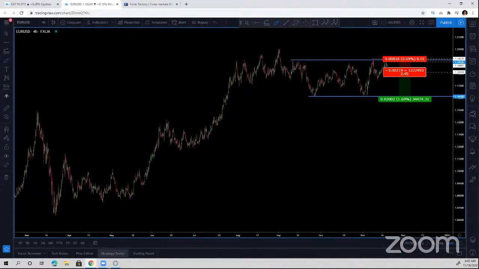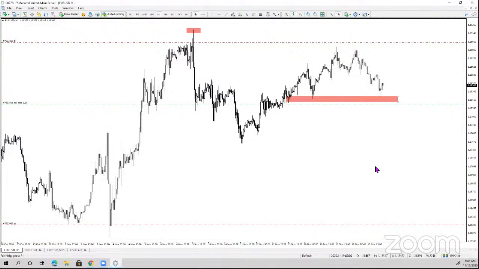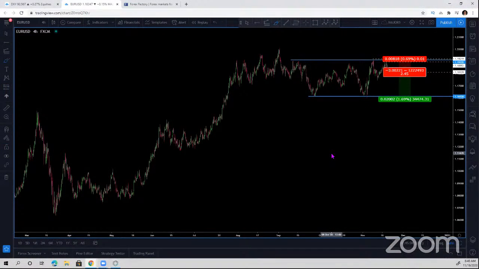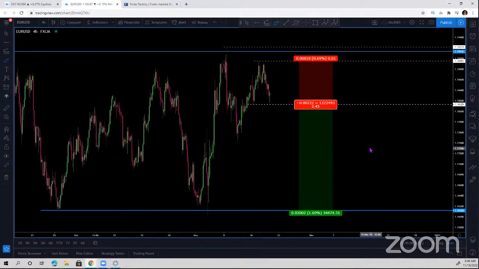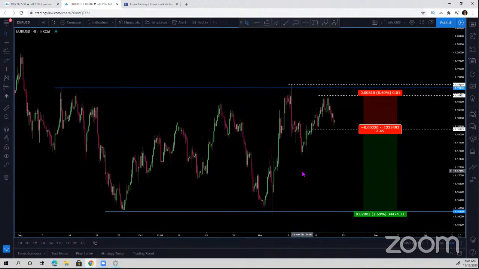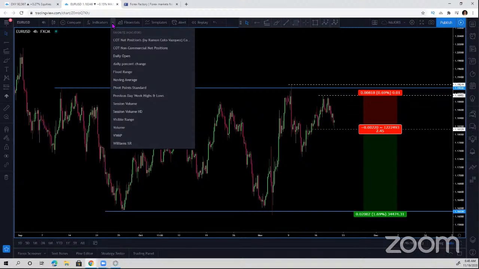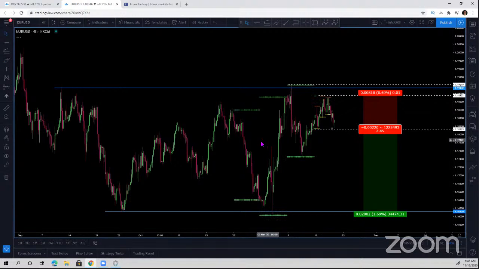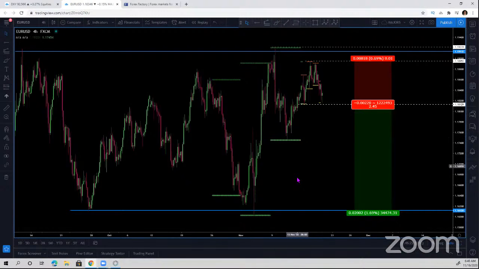So for everyone that just joined us, this is the trade that I just took, and of course I am not advising you to take any trades. But the idea behind this one, I think it's quite good, right?